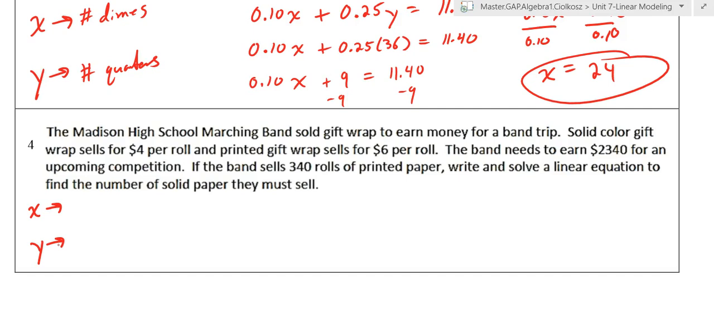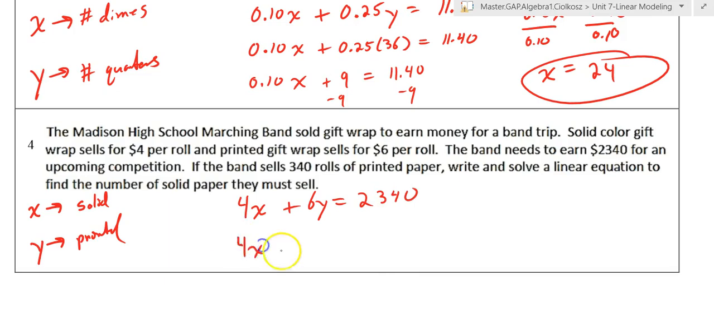So here we're selling gift wrap to earn money. Solid color gift wrap, $4 per roll. Printed gift wrap, $6. So let's call this our solid, and this our printed. So we have $4 per roll for that solid, so it's 4x, and 6 for the printed. Now, we earn a total of $2,340. Next, the band sells 340 rolls of the printed, so that's our y.